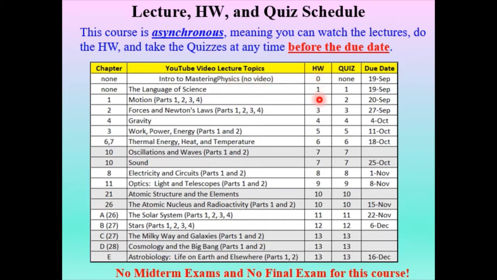And then this column shows the homework numbers. The homeworks start with homework 0, which is a practice homework, and go up through homework 13. The quizzes are shown in this column. The quizzes go from 1 through 13 and match the homework numbers. And then, most importantly, these are the due dates over here.